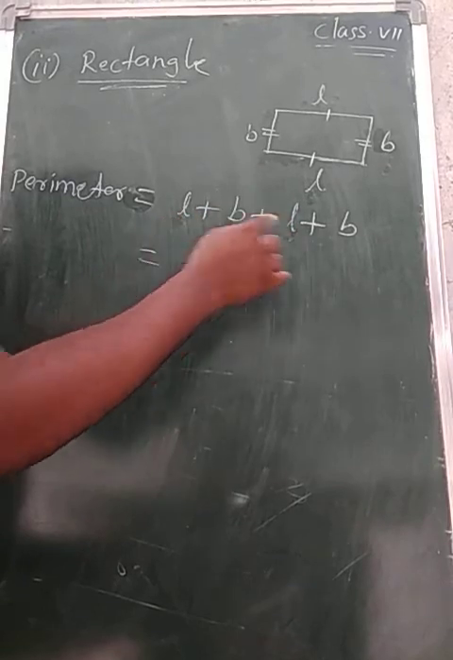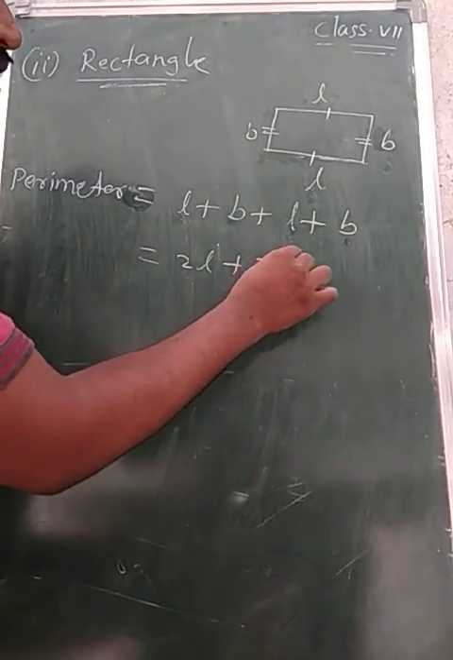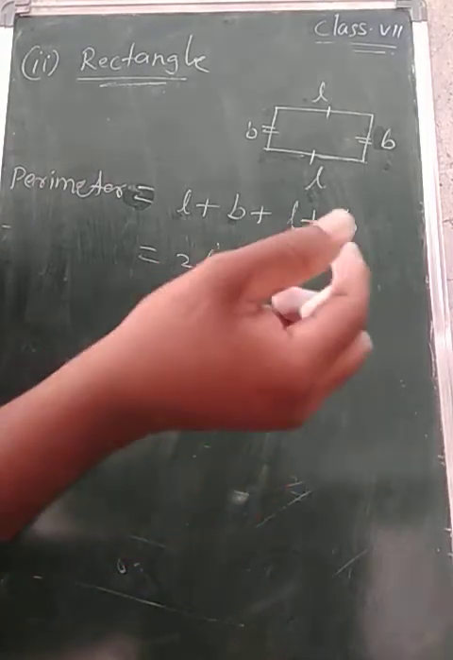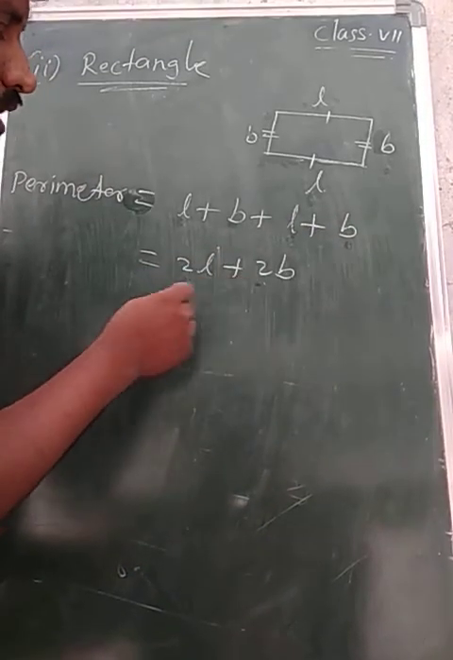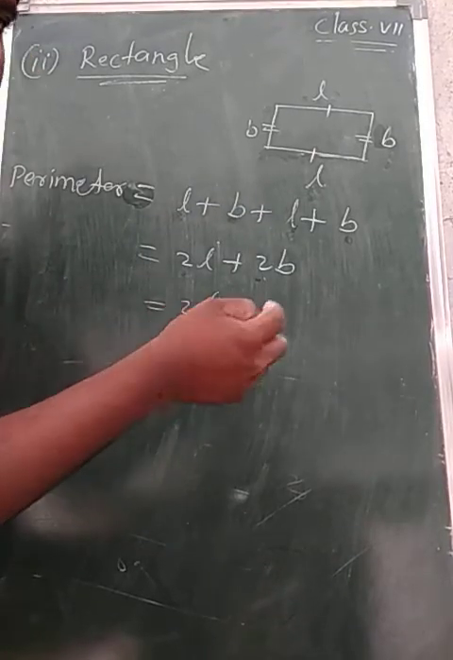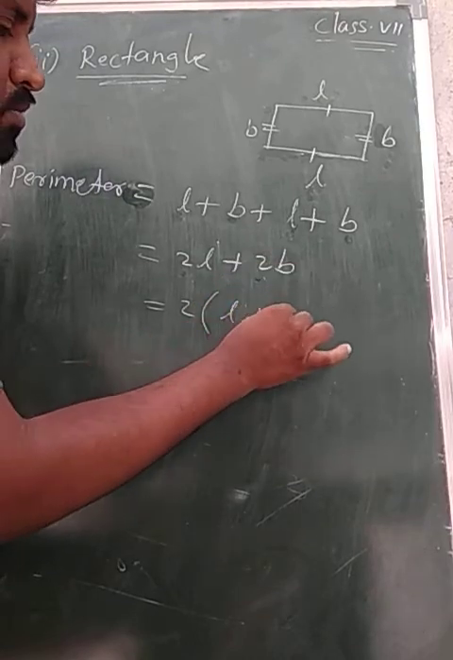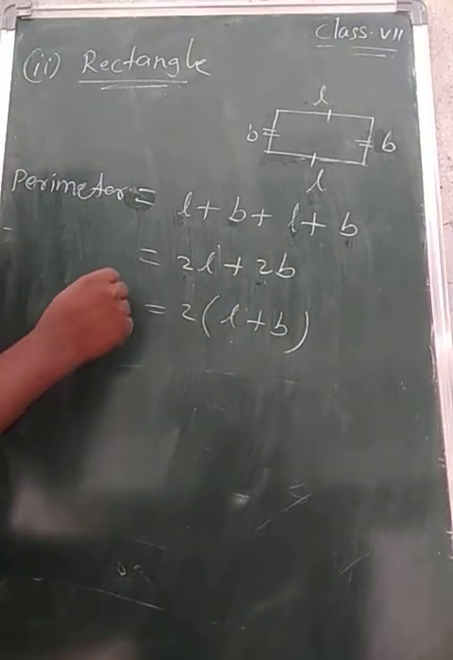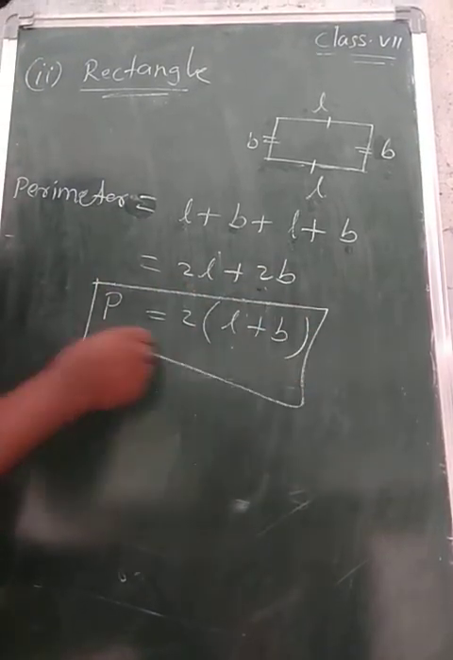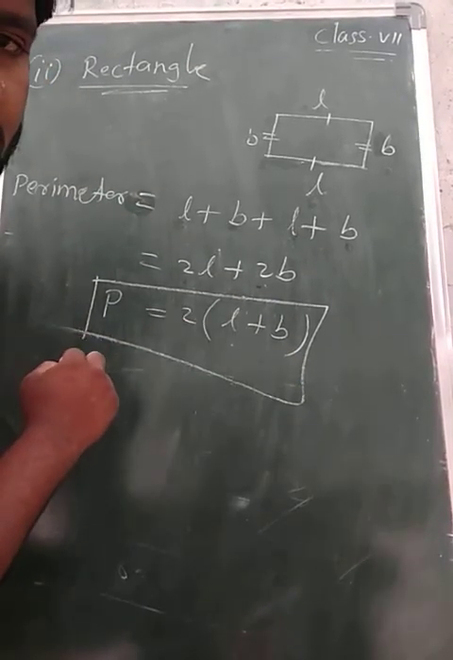Now see clearly, length. How many lengths are there? 2 lengths plus 2 breadths. By taking the common, here there is 2, here there is 2. So just take out the common 2, pull it outside. So here L plus B. So the perimeter of a rectangle is equal to, what is the formula? That is 2 of L plus B.